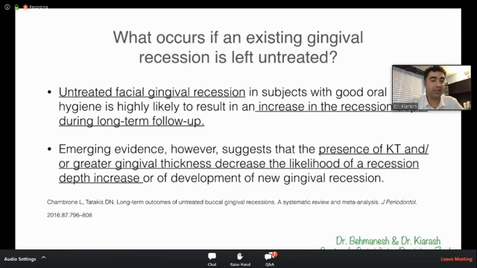So in those RT3 cases where we know we cannot get any root coverage, but the residual tissue is inadequate, we can actually do a connective tissue graft to literally staple the gum where it is, not let it get any worse. We can't gain back what's been lost, but at least we can prevent it from getting any worse.